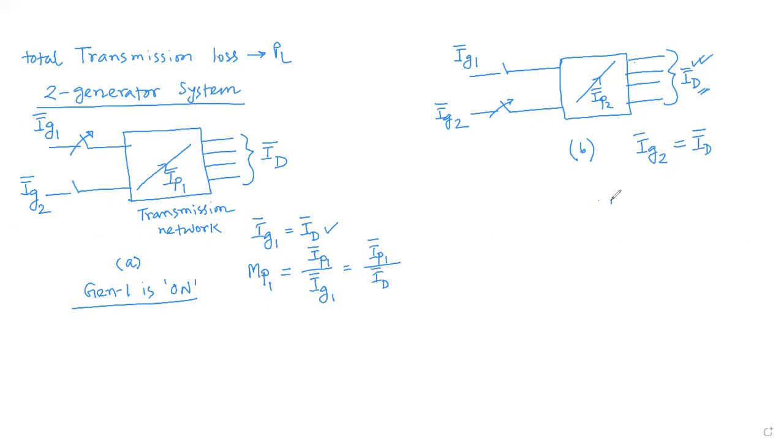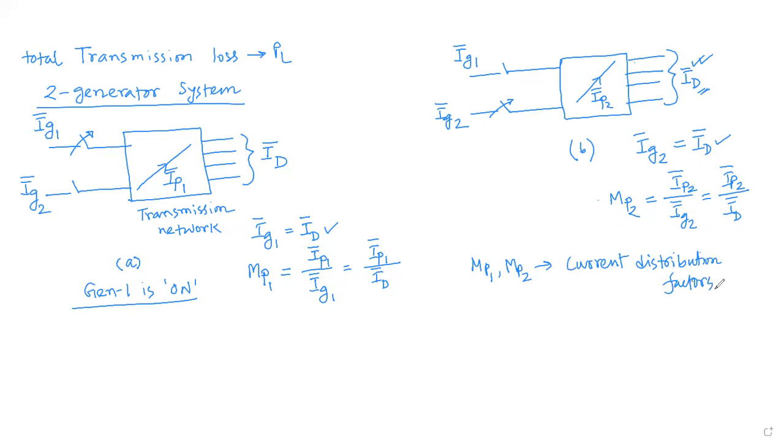Similarly, the proportion of current taken by this pth link from the total current IG2 can be written as IP2 by IG2, and again, because this is true, we can also write it as IP2 over ID. So MP1 and MP2, we can term as the current distribution factors.